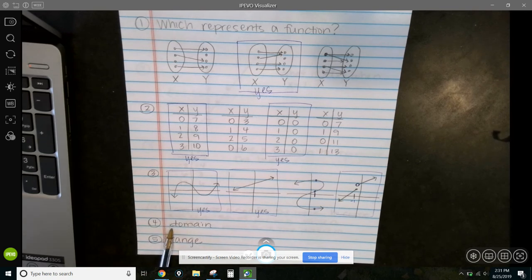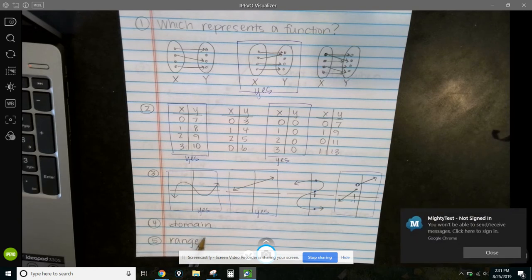The next things that you're going to get asked on your exam are about domain and range. So I want to make sure that you have good definitions written down for domain and range. If you need to, you can go back into the lesson and find where they talked about domain and range.